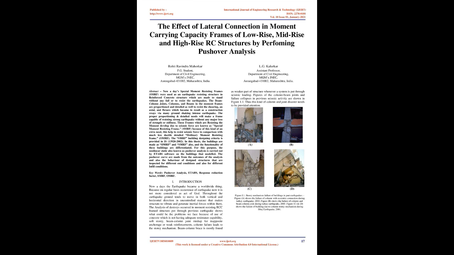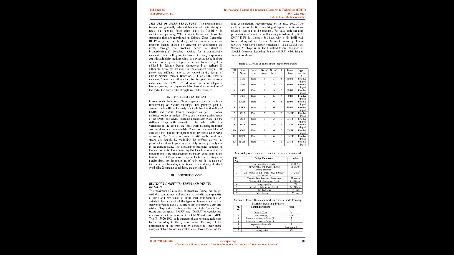The analysis of damage that occurred in moment resisting RCC framed structures during previous earthquakes shows the problems we face because of the use of concrete which does not have adequate resistance capability. Soft story, beam column joint failure from inadequate anchorage or weak reinforcement, and column failure leading to the story mechanism. Beam column joints are mostly found to be the weaker part of the structure whenever a system is put through seismic loading. Figures of the column beam joints and failure collapses in previous seismic activity are shown in figure 1.1. Thus this kind of column and joint failure needs attention.